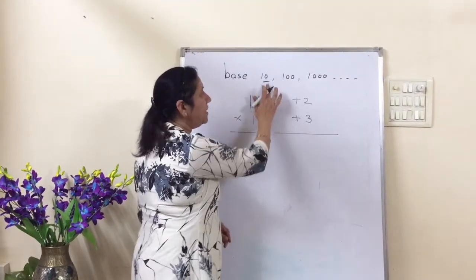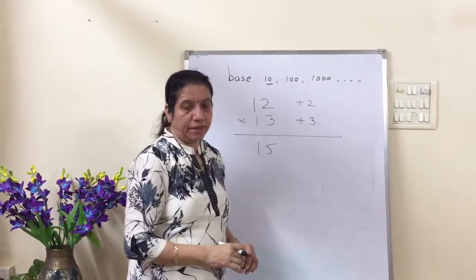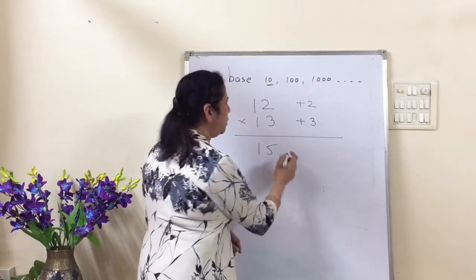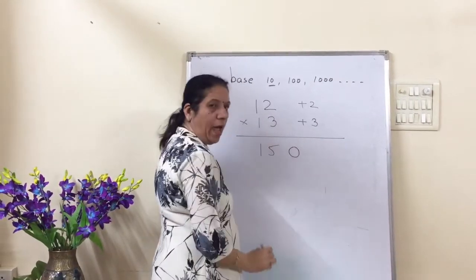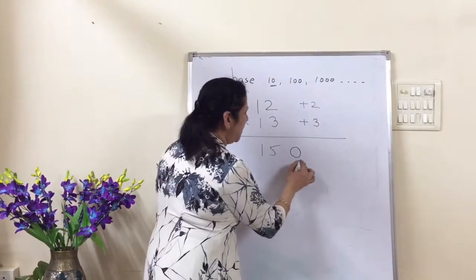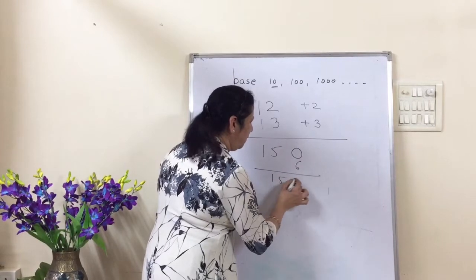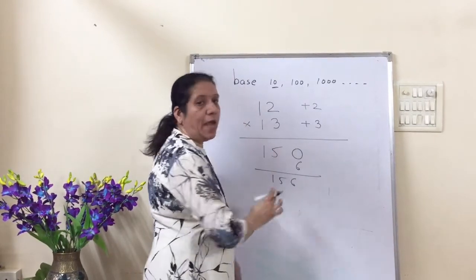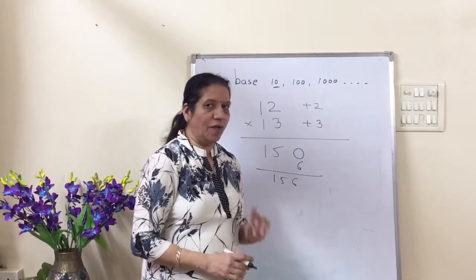Okay, now since we have taken base 10, so 10 is there, so we will write down a 0 here, and now you have to multiply these two numbers. So what is 3 2s are 6, so we get the answer 156. You have to add both these numbers. So I think it is very easy.